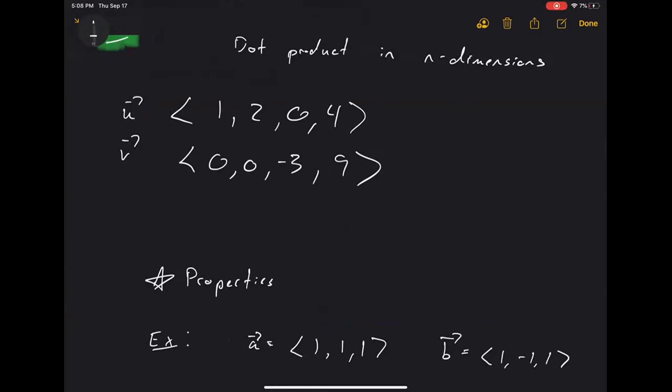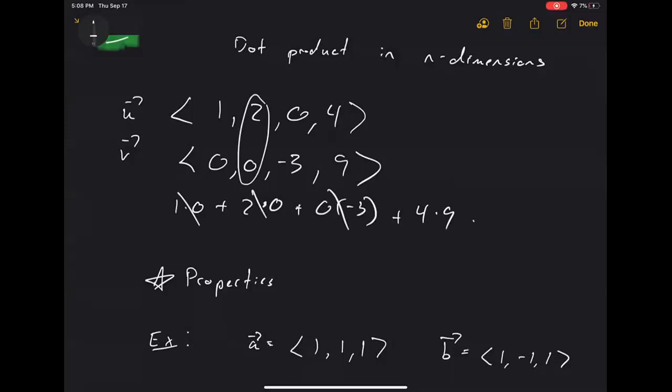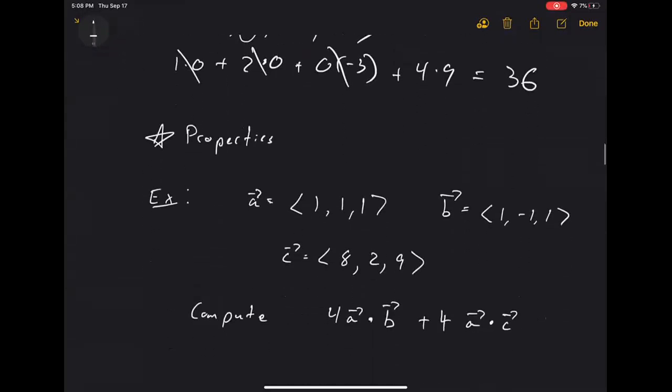You multiply the first component by the second component. Okay, 1 times 0. Then you multiply second components together, add that. Then you multiply third components together. Then you multiply fourth components together. Okay, so all these cancel except 36. And you should be able to do that whether it's 4 dimensions. I'm not going to give you 15 dimensions, but maybe I'll give you 4, 5, 6 dimensions, something like that. It's pretty straightforward.